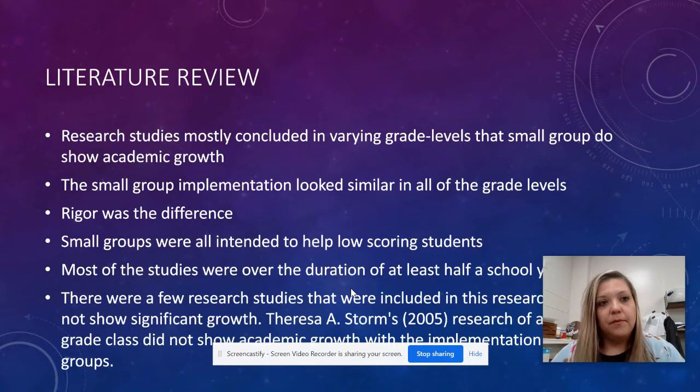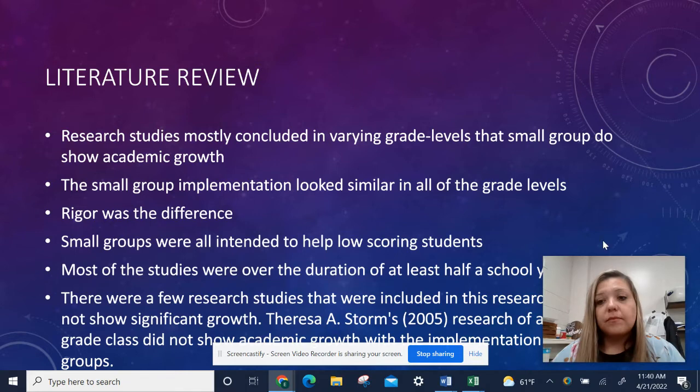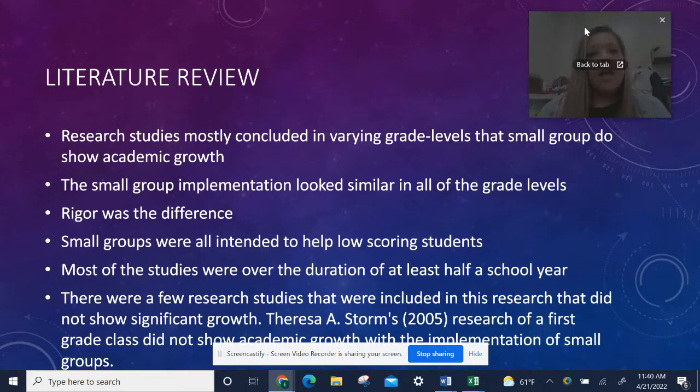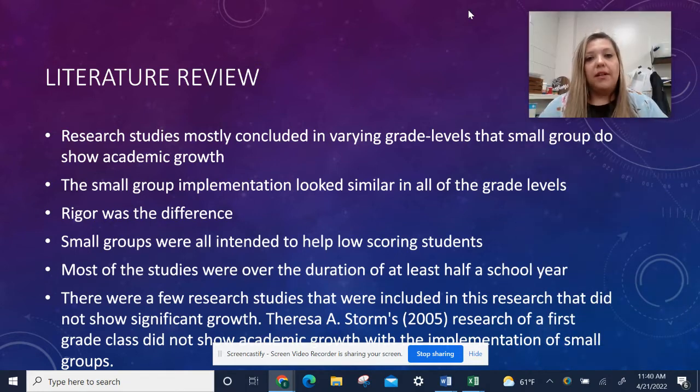So, in the literature review, the research studies mostly concluded, in varying grade levels, that small groups do show academic growth. The small group implementation looked similar in all the grade levels. Rigor was the biggest difference. Small groups were all intended to help low scoring students, and most of the studies were over the duration of at least half a school year. A few of the research studies concluded that small groups did not show academic growth, including Teresa A. Storm's research of a first grade classroom.